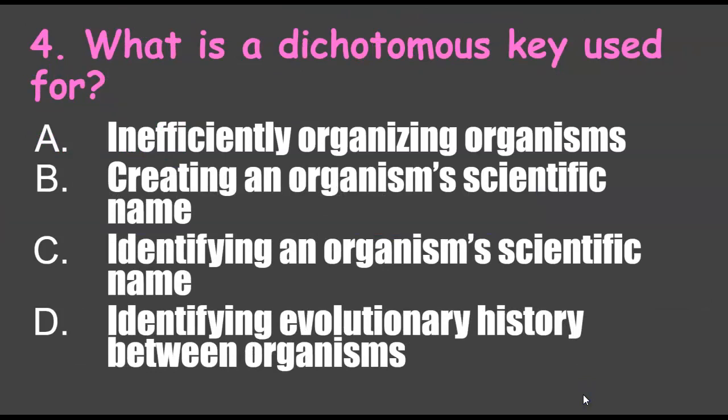What is a dichotomous key used for? What is the purpose of a dichotomous key? Is it to inefficiently organize organisms? Is it creating an organism's scientific name? Does it identify an organism's scientific name, or does it identify evolutionary history between the organisms? So remember, it's taxonomy. We are organizing and identifying organism's scientific name.